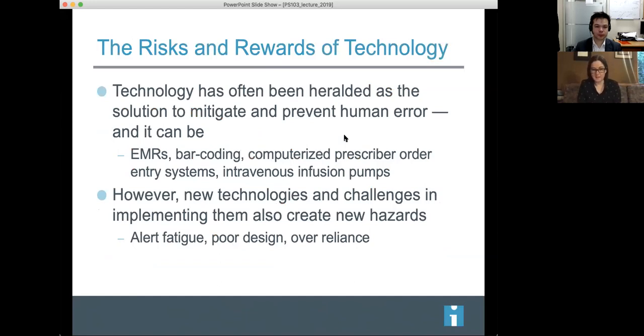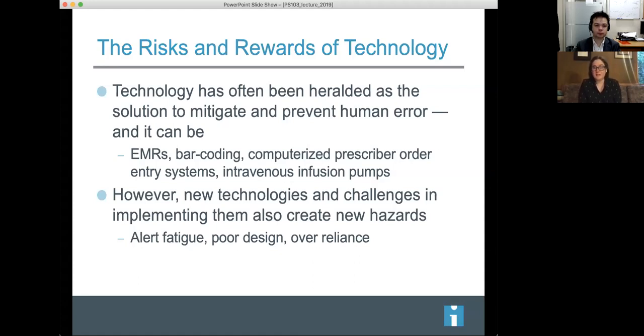So technology. It's often been heralded as a solution to mitigate and prevent human error. For example, barcoding, computerized prescribing order entry systems. MedChart is an example of an electronic drug prescribing system, and programmed intravenous infusion pumps. However, all of these systems still require humans to enter the information. So that's just a really important thing. And an example of barcoding in Auckland, they have a system where you barcode your drugs and you scan your drug in before you give it. Still has an element of human error attached to it.